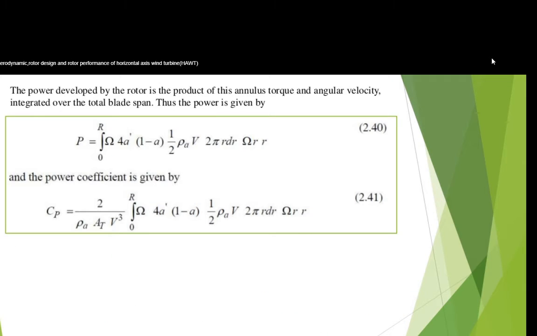Now, the power developed by the rotor is the product of the annular torque and angular velocity integrated over the total blade span. Thus, the power is given by P = ∫ from 0 to R of Ω 4a'(1 − a) (1/2) ρ A V² 2πr dr × Ω R, and the power coefficient is given by Cp = (2 / ρ A V³) ∫ from 0 to R of Ω 4a'(1 − a) (1/2) ρ A V² 2πr dr × Ω R.